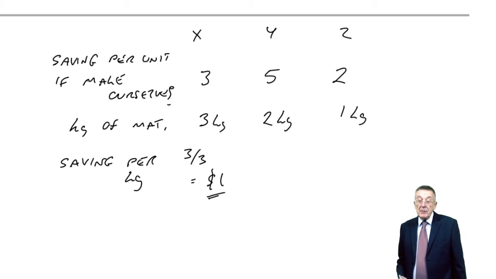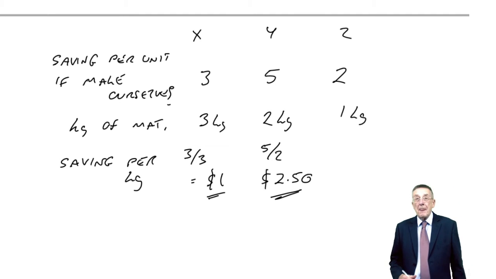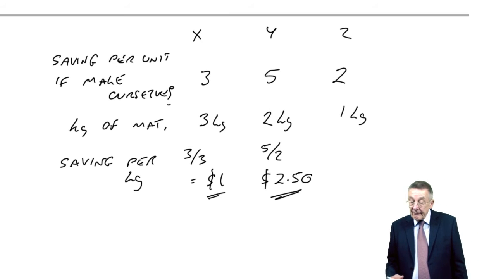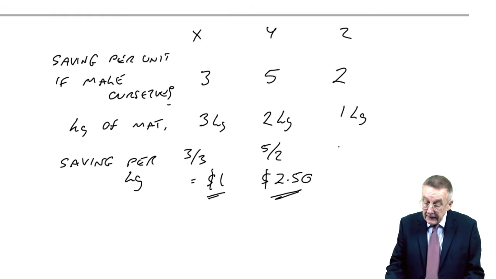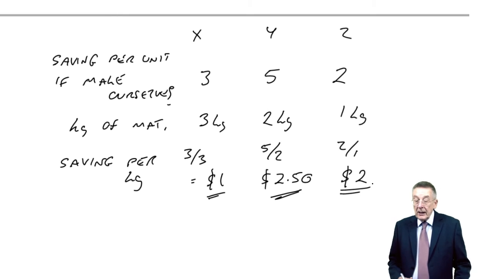How much do we save if we use the material to make Y? We save $5 a unit. It takes 2 kilos, so it's $2.50 a kilo. And finally, how much do we save if we use the material to make Z? $2 for 1 kilo, $2 a kilo.